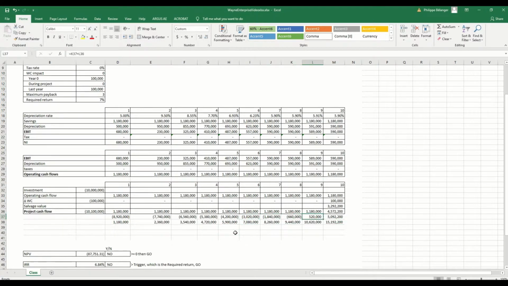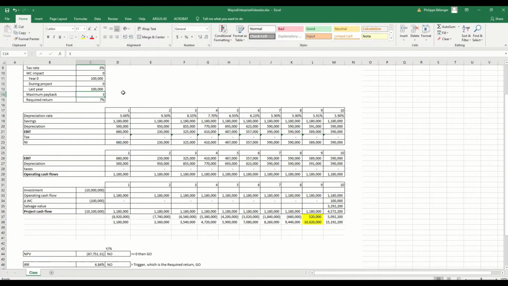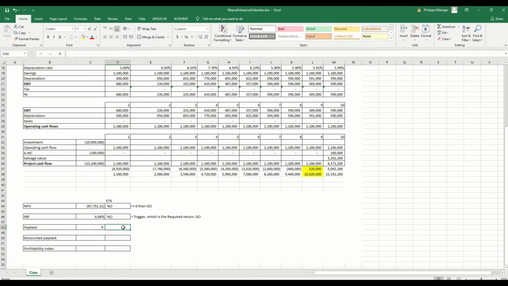So nine years it is. But in the data here, we have a maximum payback of 3 years. So it's no. If it's smaller than the trigger, here 3 years, then go. So it's no. Discounted. Remember, the problem with this is that we don't take into account the present value of money, the time value of money.